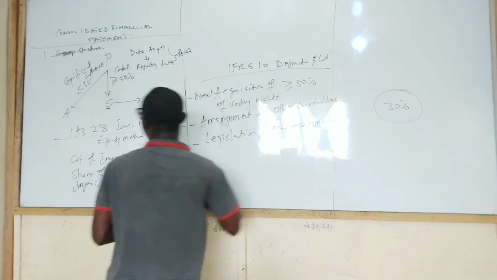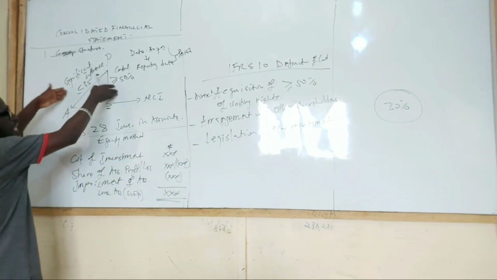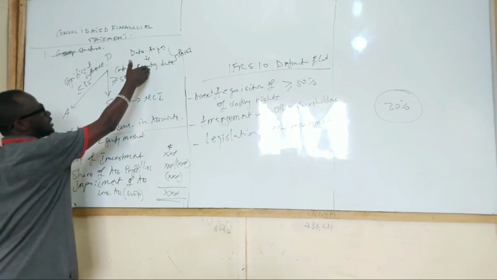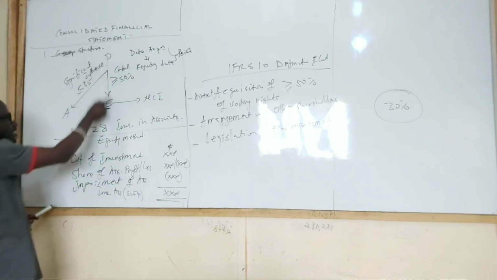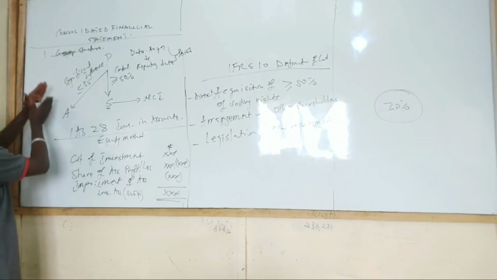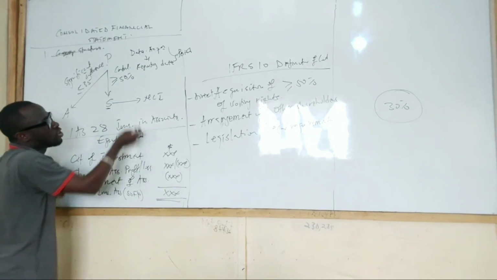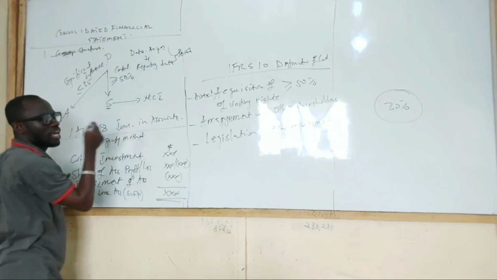Now, after we determine the group structure, please remember that the date of acquisition and the reporting date apply both to the subsidiary as well as to the associate. Because the share of profit you are bringing in must take into consideration the period between acquisition and the reporting date.